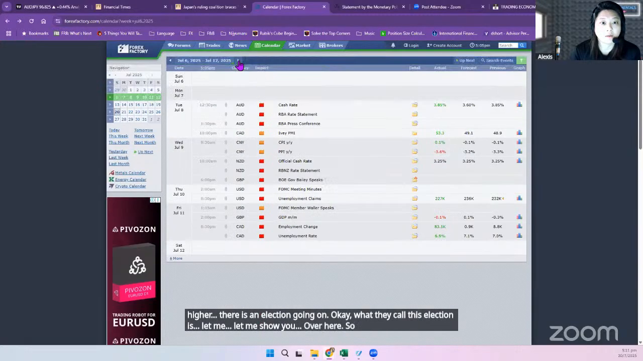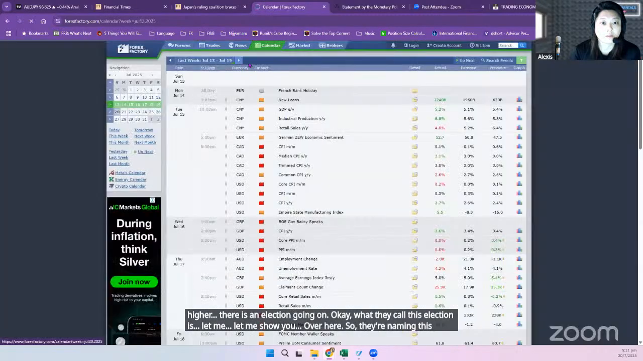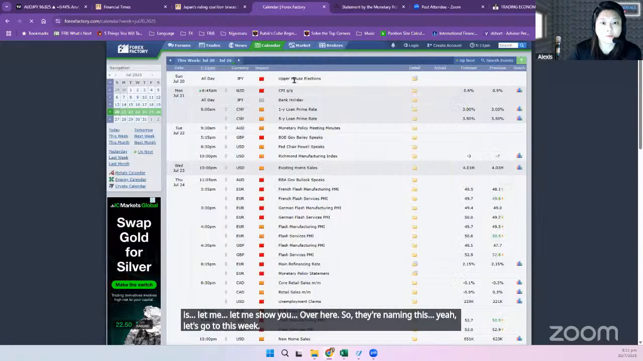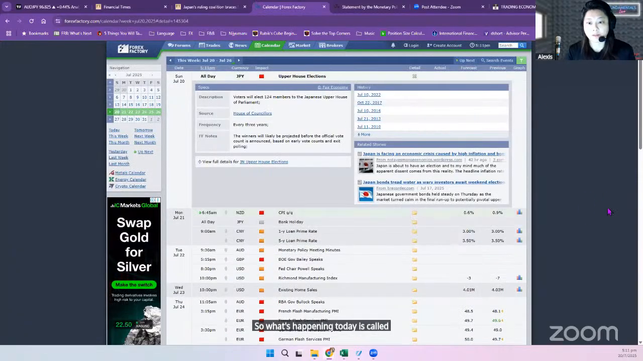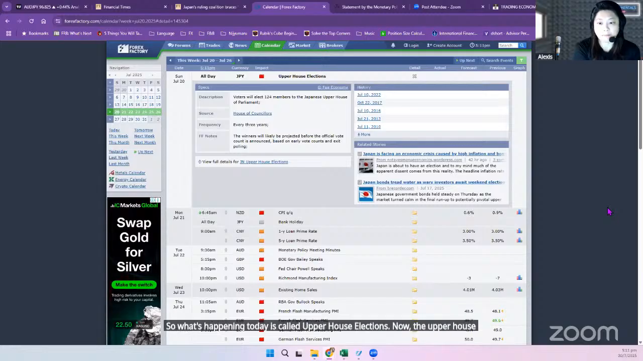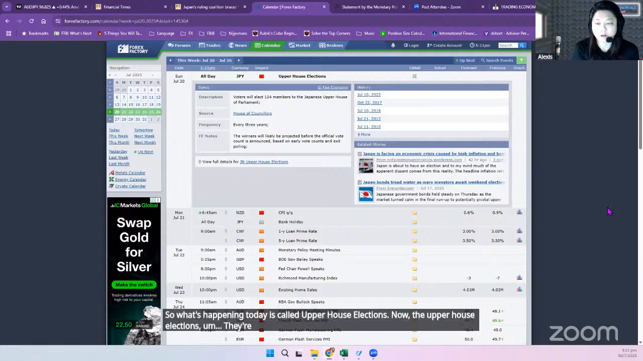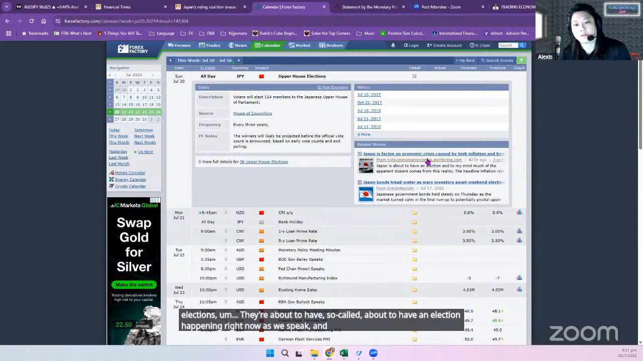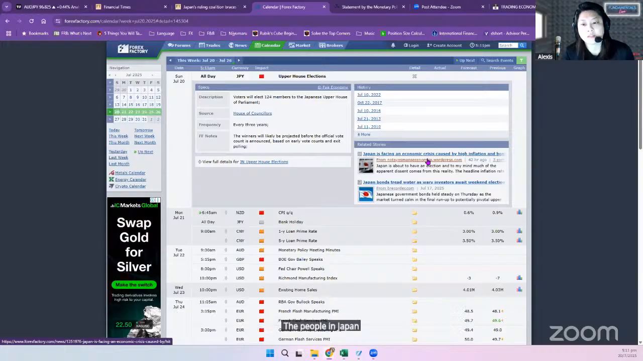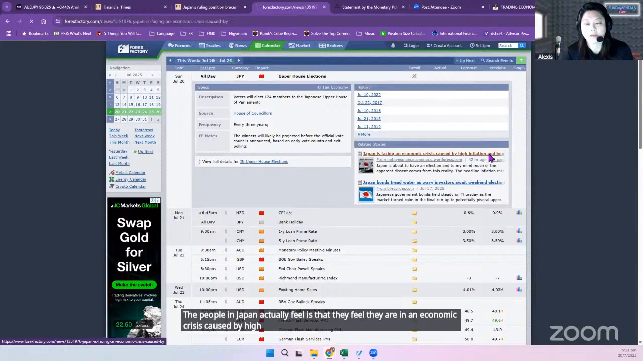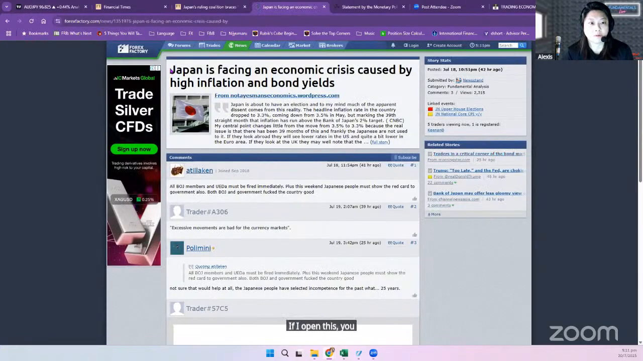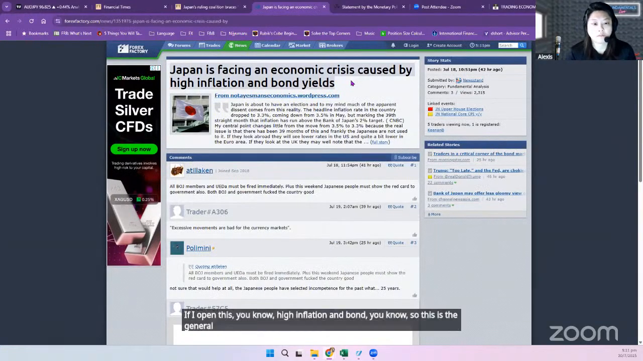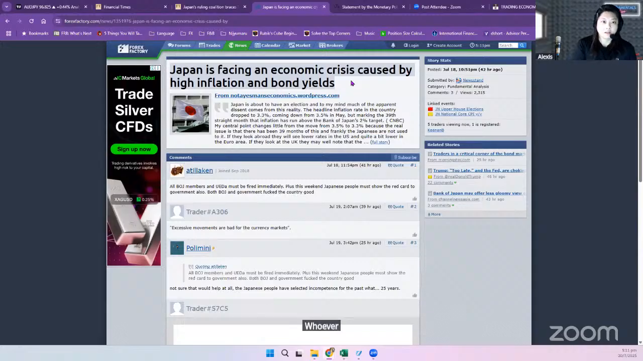So they are naming this, let's go to this week. What's happening today is called the upper house elections, and there's an election happening right now as we speak. How the people in Japan actually feel is that they are in an economic crisis caused by high inflation and bond yield. So this is the general sentiment of whoever is staying in Japan.